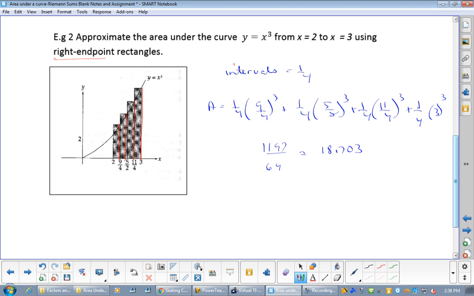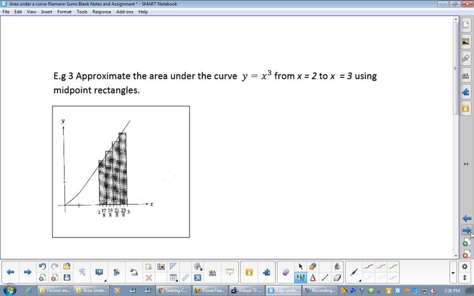Okay, now let's do one more using our midpoints. So we have 2, 9/4, 10/4, 11/4, and 12/4. If we find the midpoints of each one, we add them together and divide by 2, add them together, divide by 2, and you'll get 17/8. Here you'll get 19/8. Here you'll get 21/8. And here you'll get 23/8.